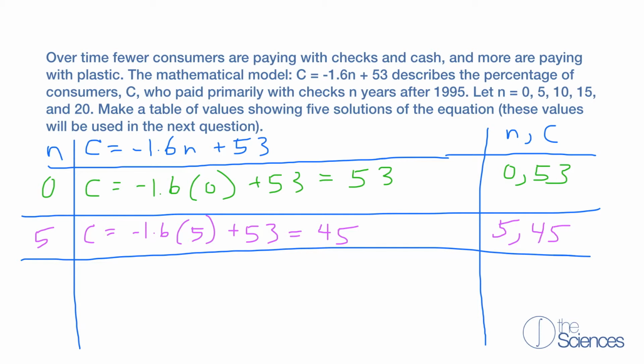Now we're going to determine when n is 10, c equals negative 1.6 times n, or 10, plus 53. So negative 1.6 times 10 is negative 16, plus 53 is 37. So we have a point of 10, 37.